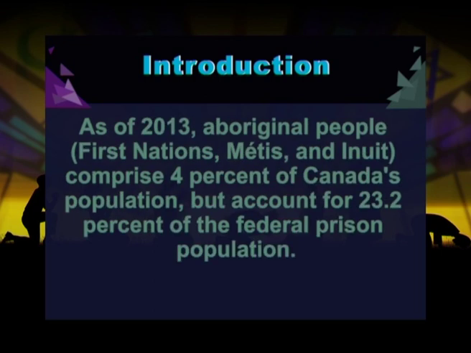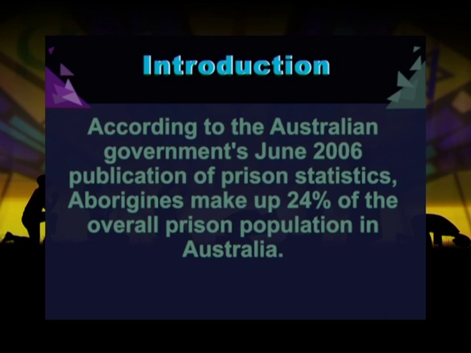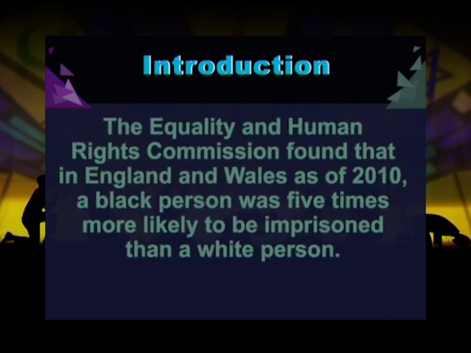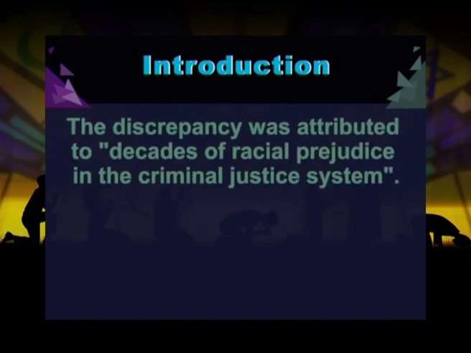As of 2013, Aboriginal people comprise 4% of Canada's population, but account for 23.2% of the federal prison population. According to the Australian government's June 2006 publication of prison statistics, Aborigines make up 24% of the overall prison population in Australia. The Equality and Human Rights Commission found that in England and Wales as of 2010, a black person was 5 times more likely to be imprisoned than a white person. The discrepancy was attributed to decades of racial prejudice in the criminal justice system.